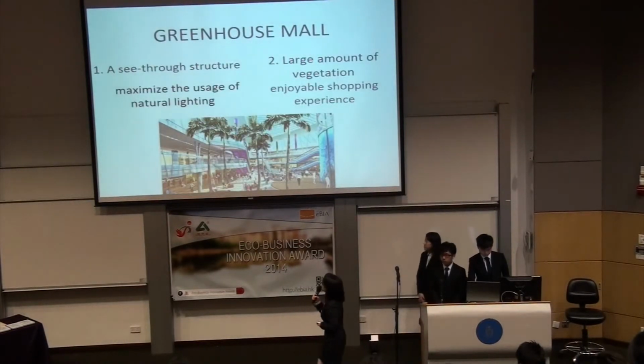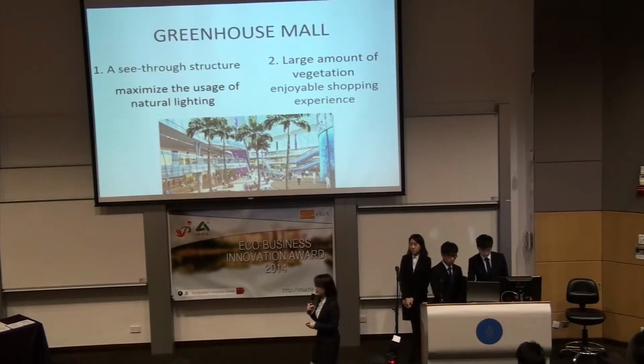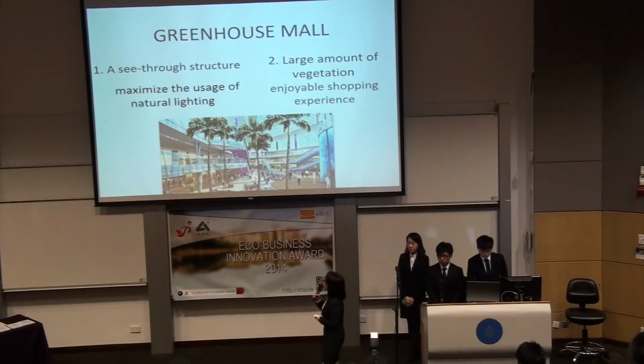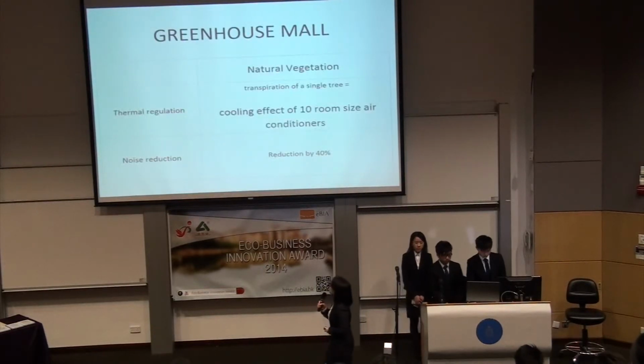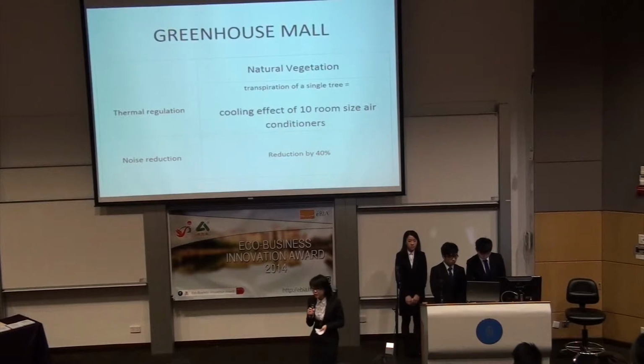So in this part, we can see from the design, what do I mean by appreciation of nature? From the structure, we can see a see-through glass structure which maximizes the use of natural lighting. And secondly, with a large amount of vegetation, we can provide a more enjoyable shopping experience. So we appreciate both the benefits and beauty of trees.